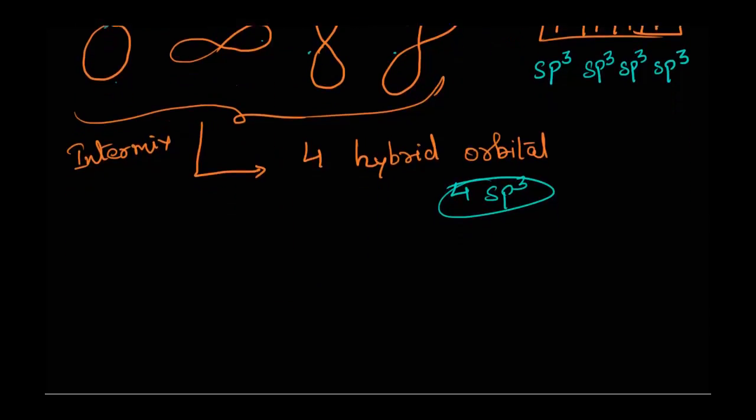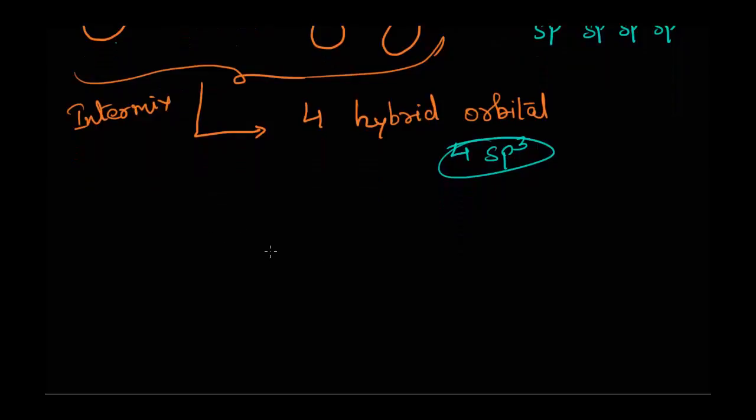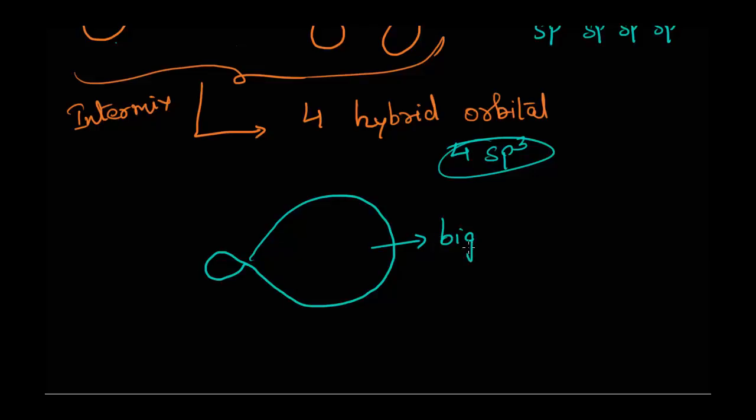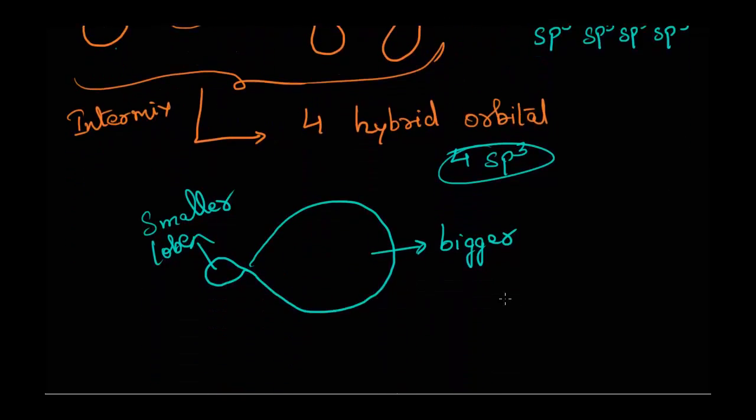Now, what will be the shape of my hybrid orbital? My hybrid orbital will look something like this. It will have a bigger lobe and a smaller lobe. So all 4 of my sp3 hybrid orbitals will look something like this. This is my sp3 hybrid orbital.